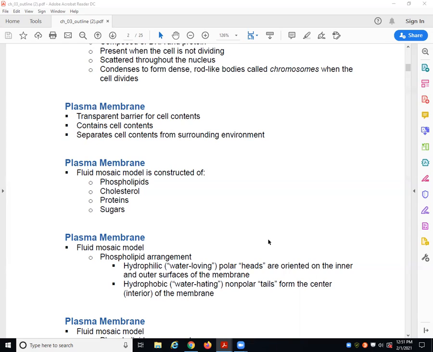Another part of that fluid mosaic model has to do with how the phospholipids are arranged. Hopefully you remember a little bit about the structure of the phospholipids. They have hydrophilic heads that are polar, they like water, and they're positioned to face the inner and outer surfaces of the cell membrane or plasma membrane. And then you've got those water-hating hydrophobic tails that are nonpolar, and they're in the center or the inside of the membrane, because they don't like water.